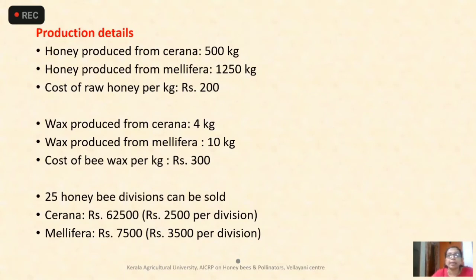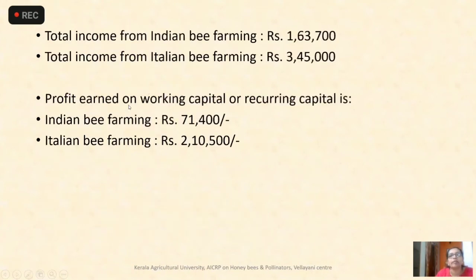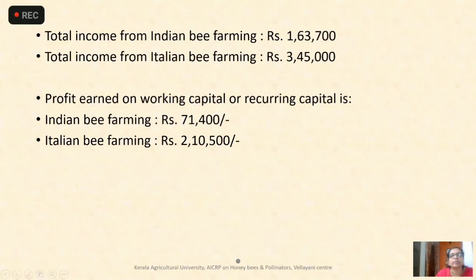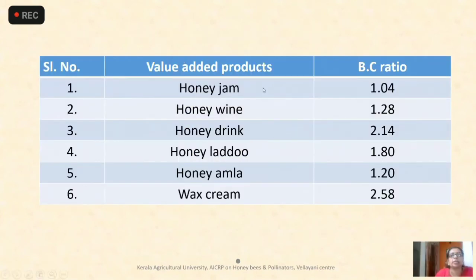Apart from this, another method by which beekeepers are earning is by selling colonies through division. Earlier, we used to have only one division, but nowadays we do 3 divisions during the brood rearing season. By means of that, from a single colony, you can get up to 8 colonies. So that's how we can increase the income. Based on that, the total income is shown here, and finally you can see the net profit for the Indian bee. It comes to about 2,10,500.